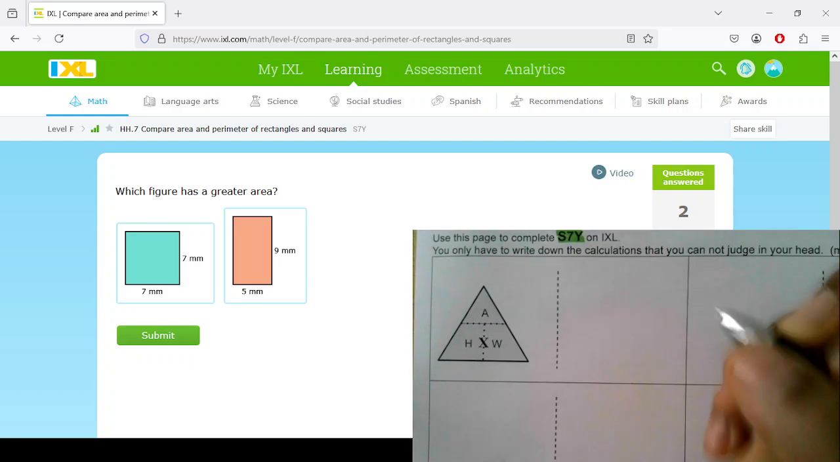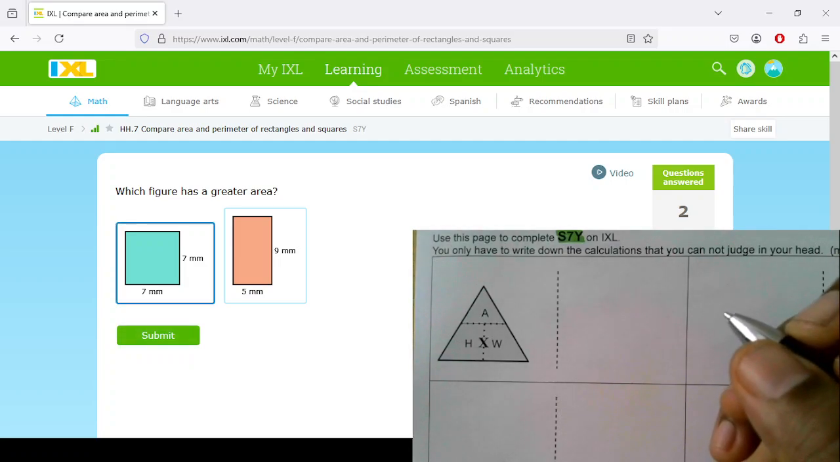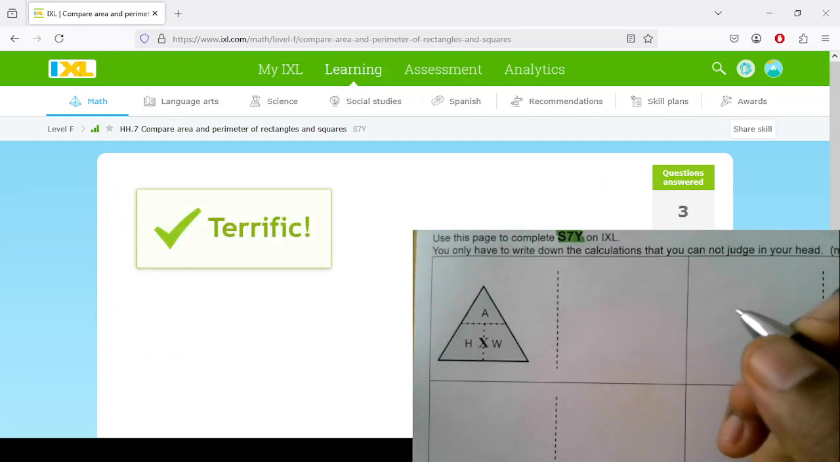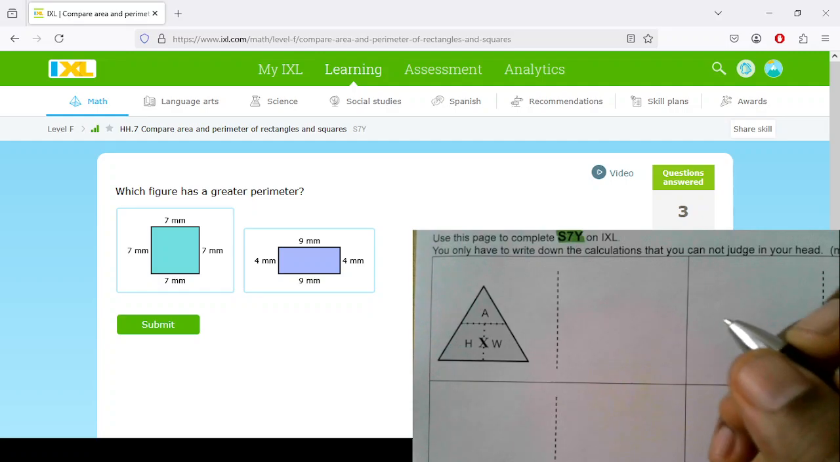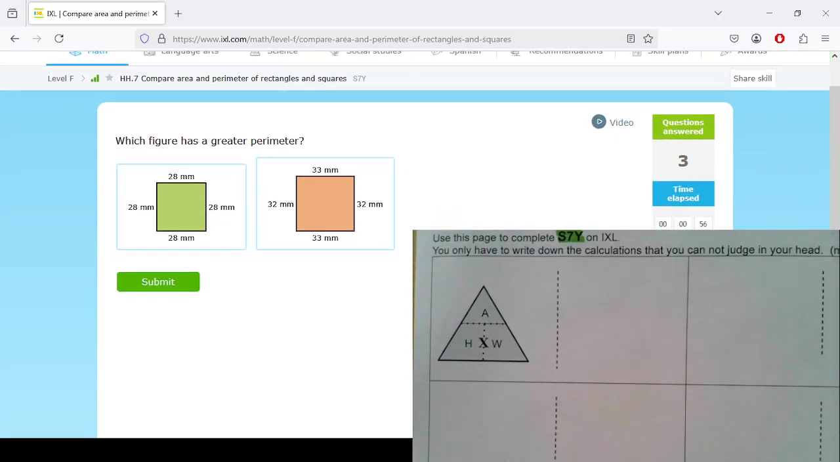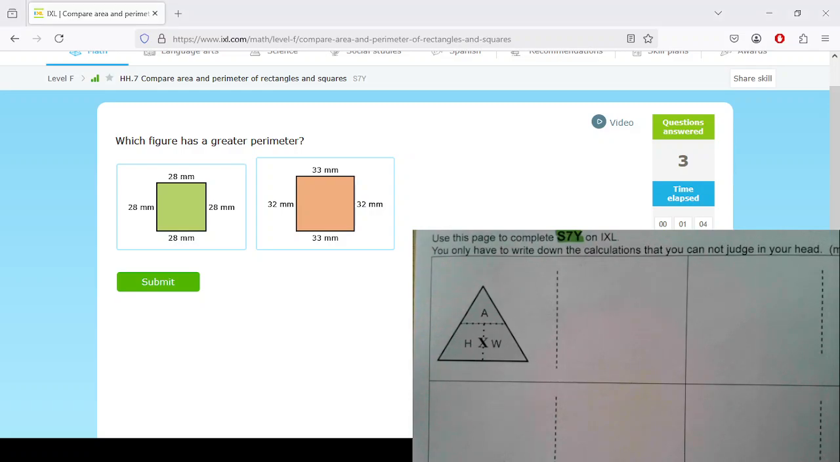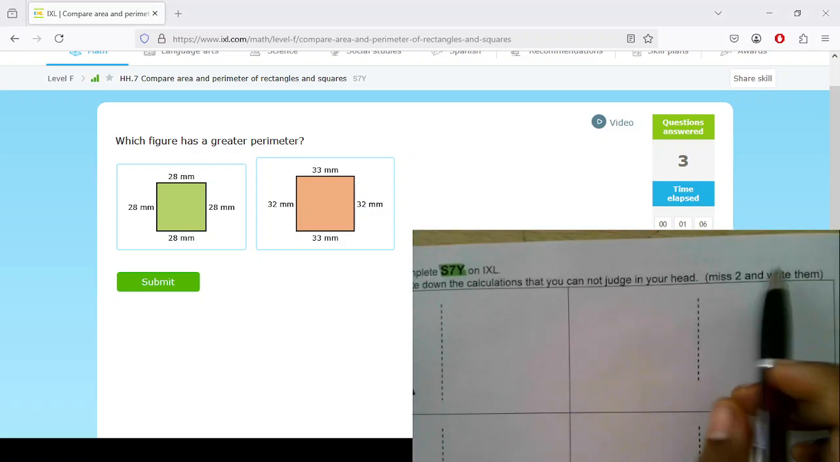Which figure has a greater area? 7 times 7 is 49, and 9 times 5 is 45. The greater area is 49. So now, let's say I've been doing these for a while. I don't have to write them down if I can judge them in my head. But if I miss two, then I have to write them.